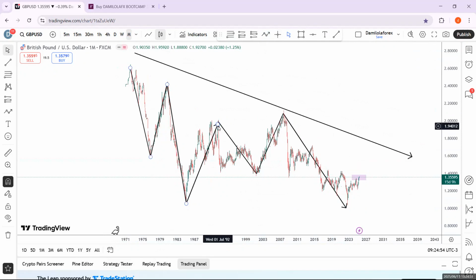So one thing that is clear that we can see is that GBP USD is bearish in its entirety, and we've been able to break down the clear bearish structures. Okay, so now that has been defined, what is the next thing we're going to do?